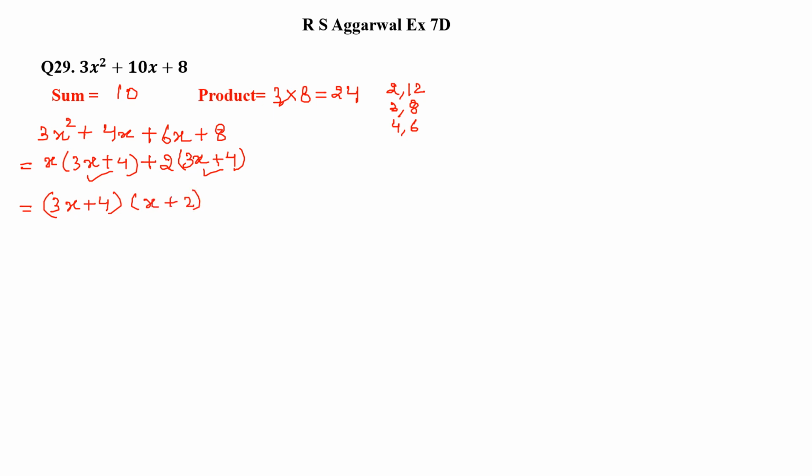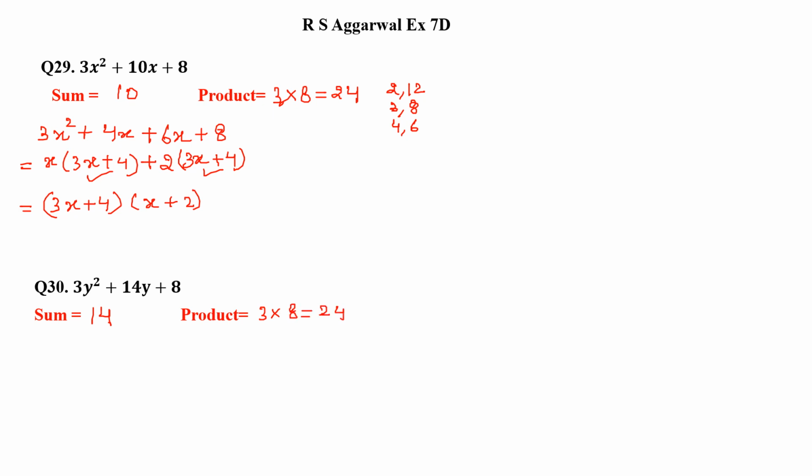Okay, so this is the complete factorization. Now next question. 3y square plus 14y plus 8. It means you have to find two numbers whose sum will be 14 and whose product will be 3 into 8, which will give me 24.